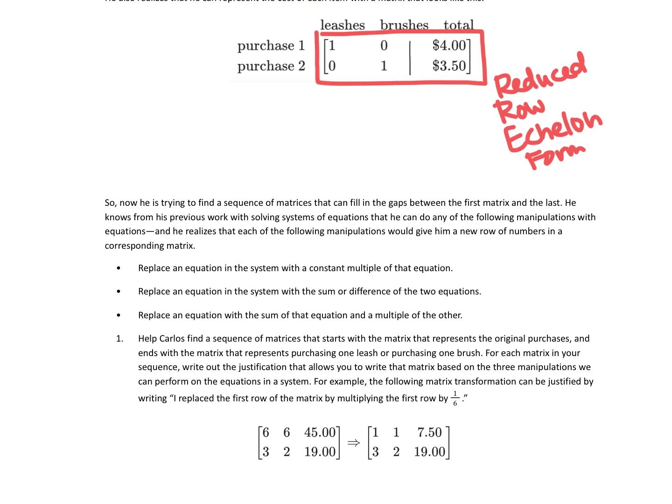So now he's trying to find a sequence of matrices that fill the gaps between the first matrix and the last. He knows from his previous work with solving systems of equations that he can do any of the following manipulations with equations. He realizes that each of the following manipulations would give him a new row of numbers in a corresponding matrix. So these are really important right here. These three. These are called row operations.